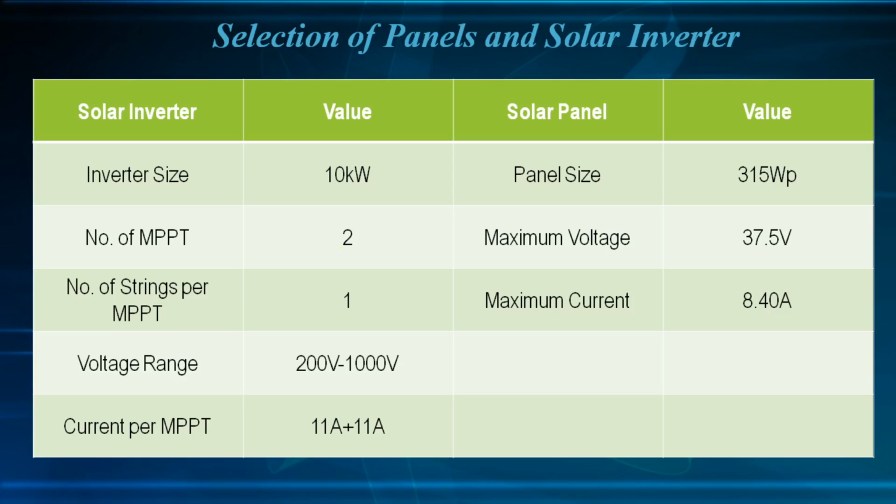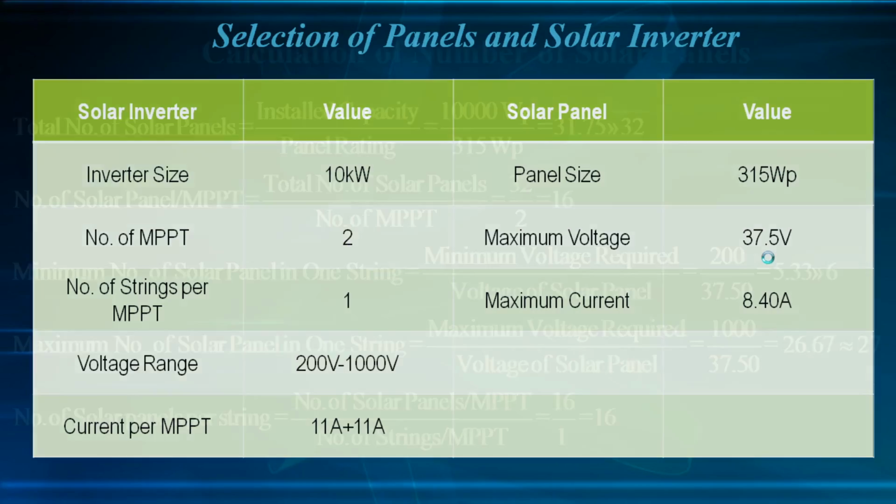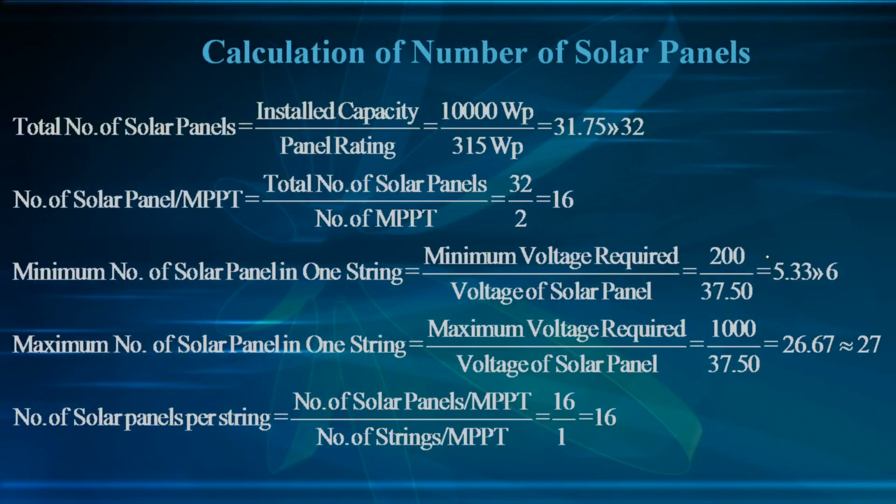So a total of 22 ampere of current is acceptable by the Sungrow inverter, which has 10 kilowatt capacity. Again, we have chosen this panel of 315 watt peak. The maximum voltage will be 37.5 volt and the maximum current of this panel is 8.40 ampere. We note down these parameters and proceed to build the solar power plant.